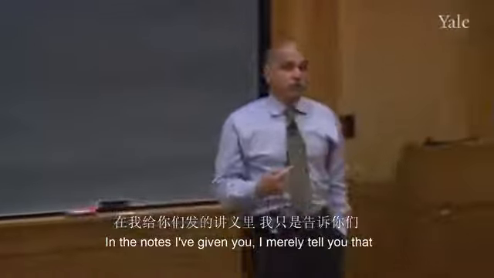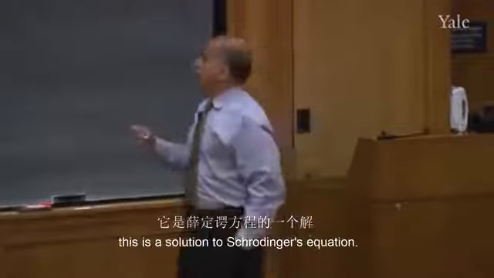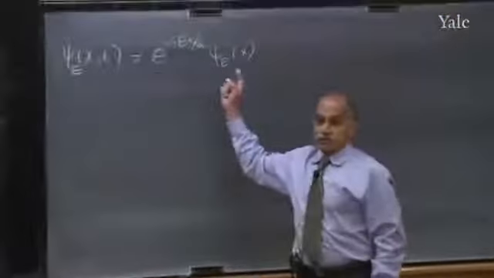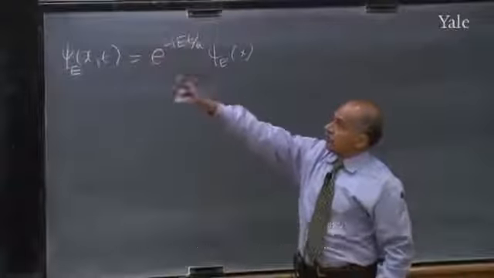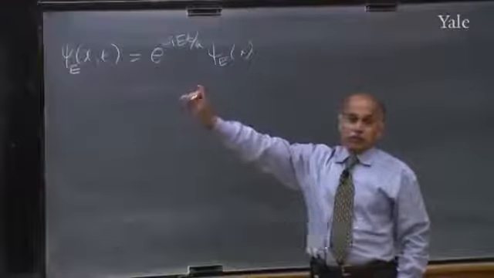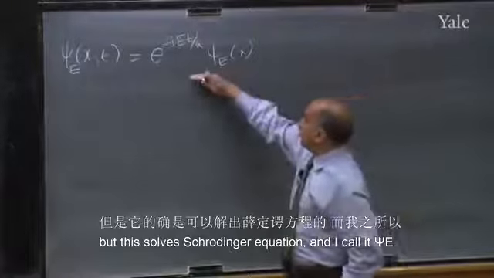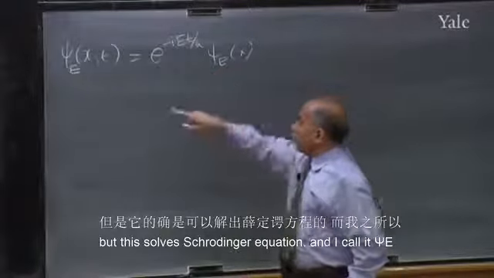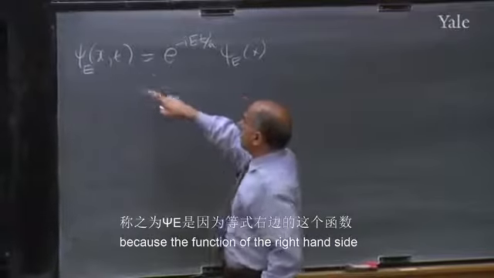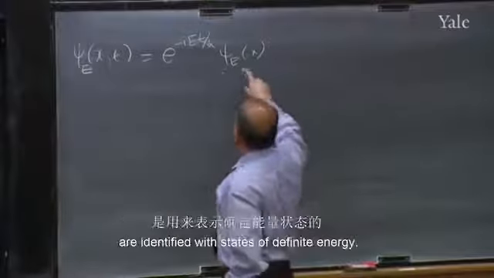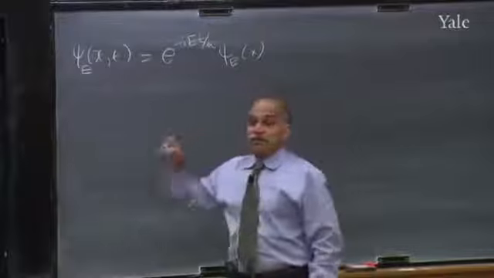So in the notes I've given you, I merely tell you that this is a solution to Schrodinger's equation. I don't go through this argument of assuming it's a product form and so on. That's optional. I don't care if you remember that or not. But this solves Schrodinger's equation, and I call it psi sub E because the functions on the right-hand side are identified with states of definite energy.